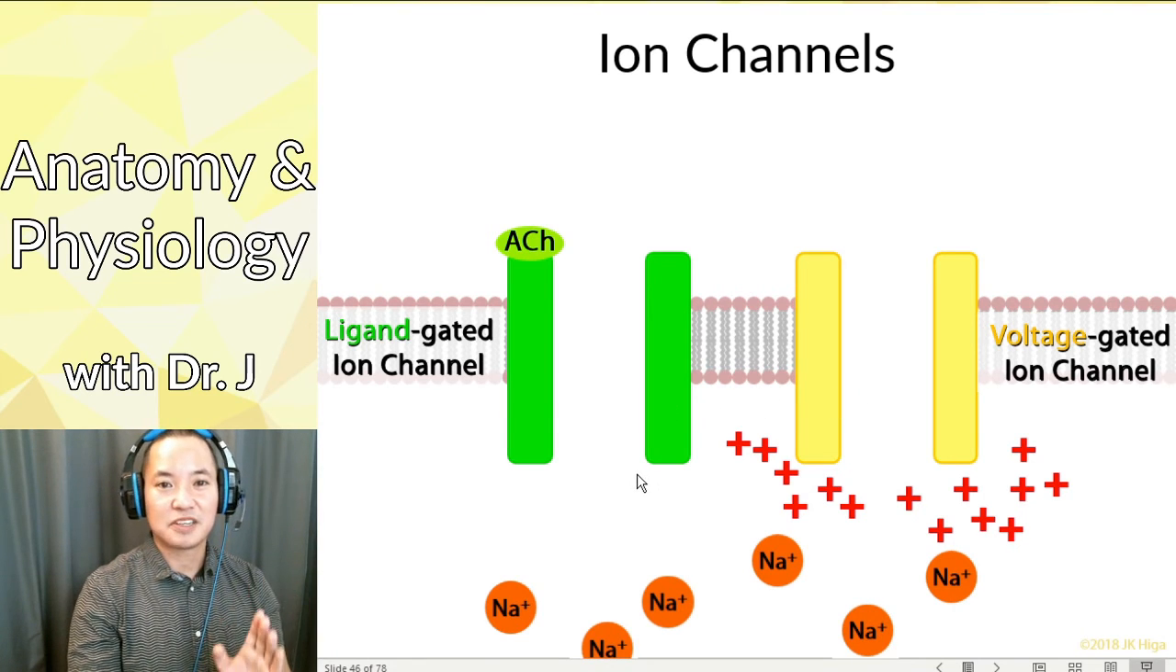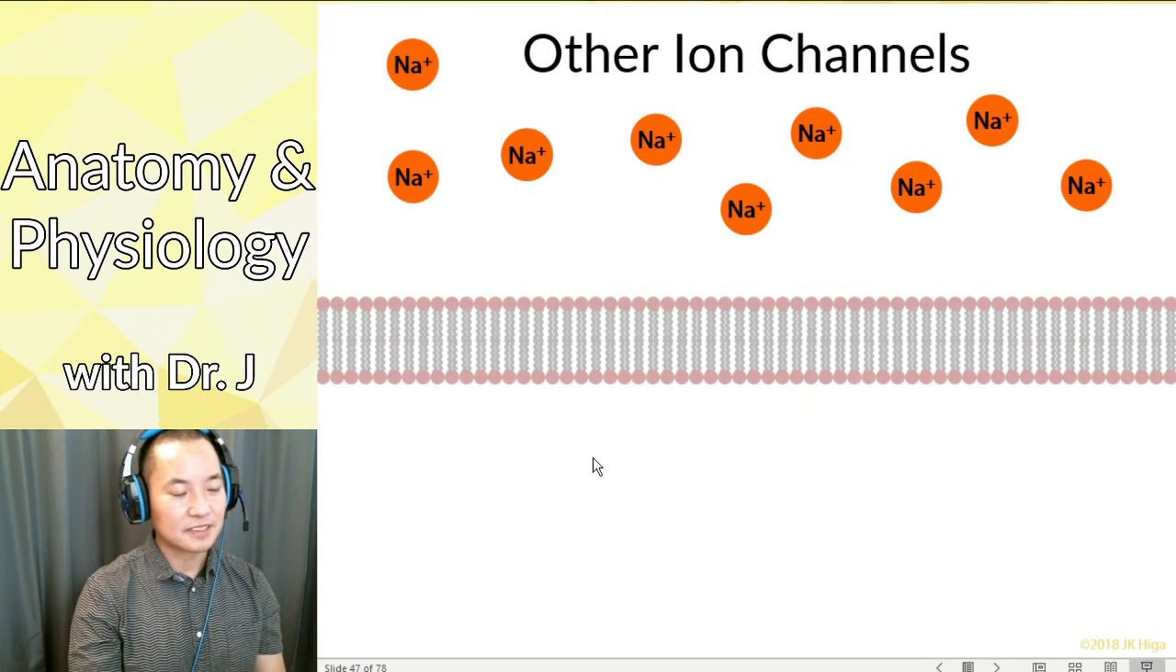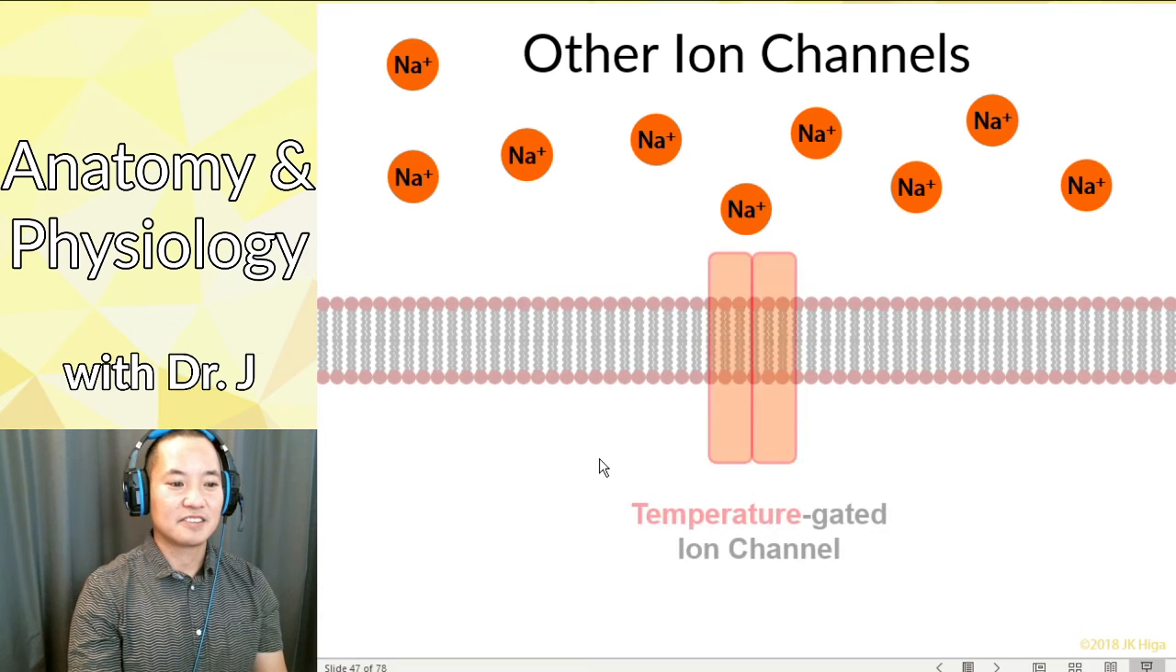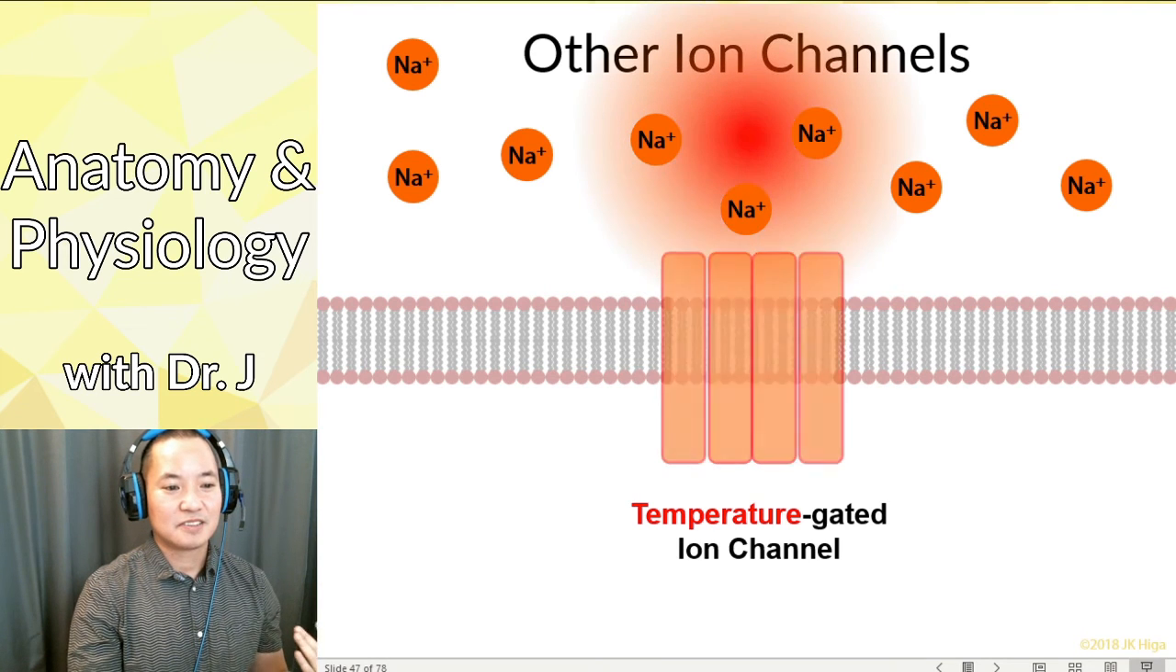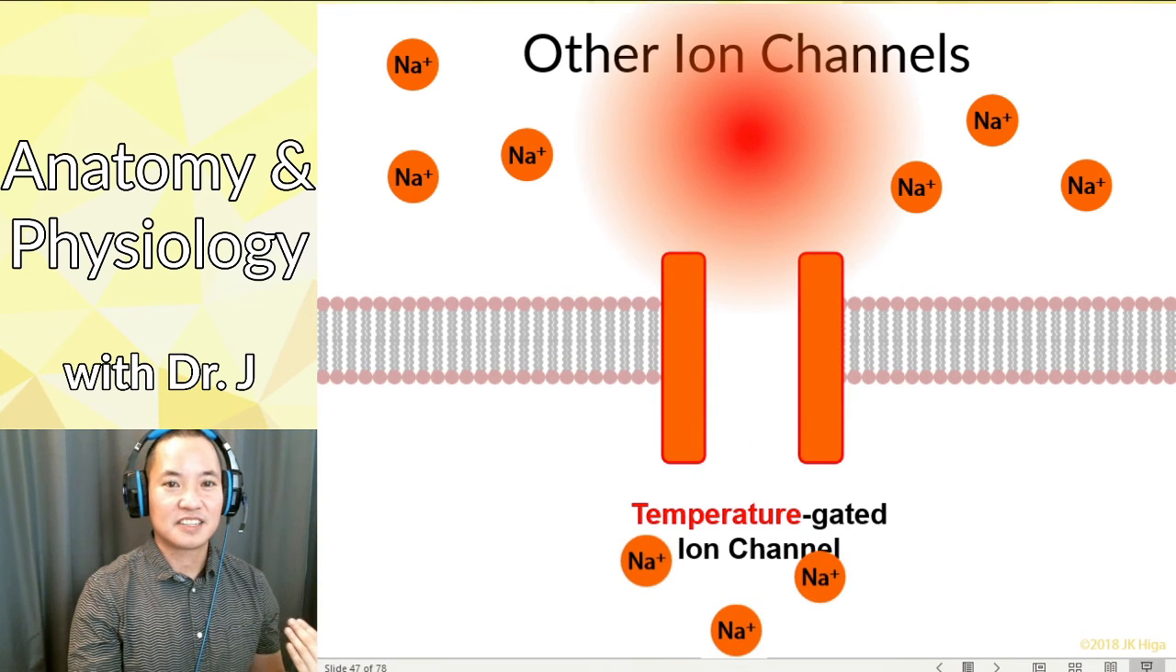I'm just showing sodium as an example. They're not all sodium-gated ion channels. There are other ion channels as well. There are temperature-gated ion channels. We'll cover that more when we talk about sensation. But what do you think opens those? Even changes in temperature can cause proteins to change shape. So temperature in this case causes these channels to open and allow ions through.